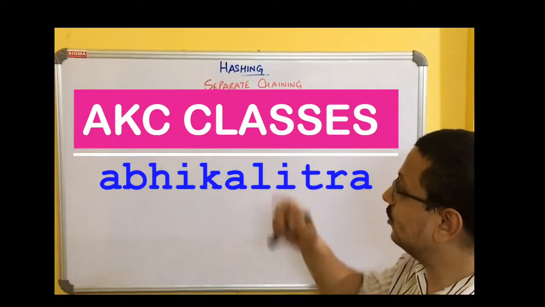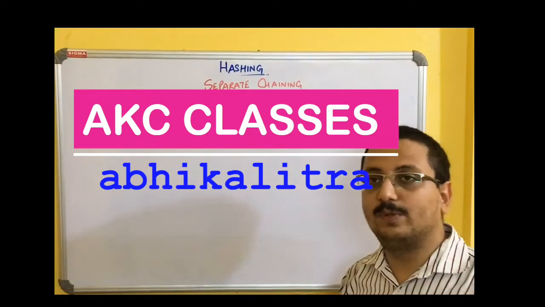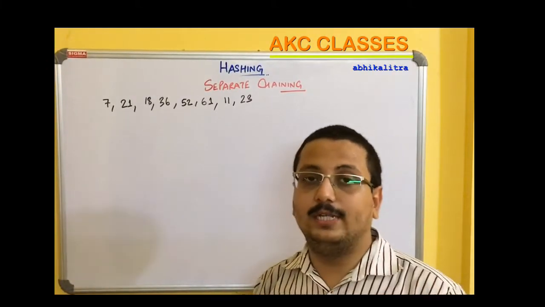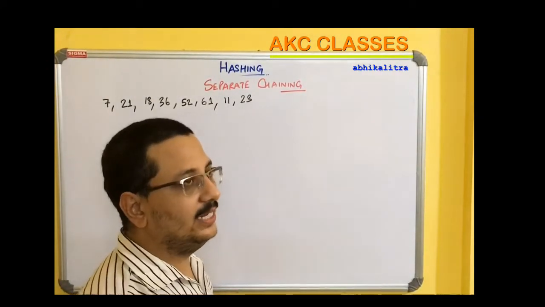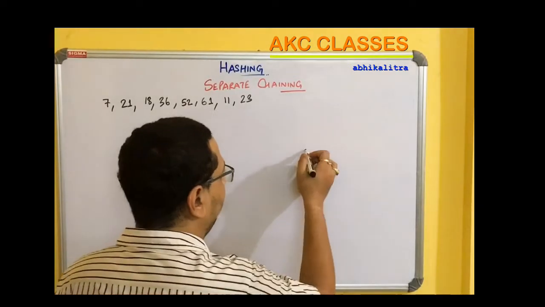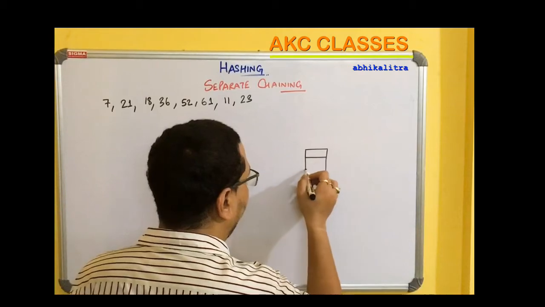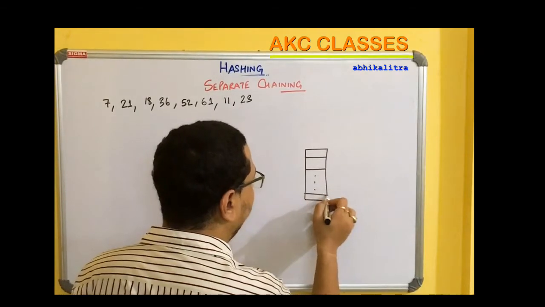Now we discuss our last topic, which is separate chaining. This particular algorithm comes under closed addressing or direct chaining. To understand separate chaining, it's a very easy method. It is a kind of a chain of linked lists.